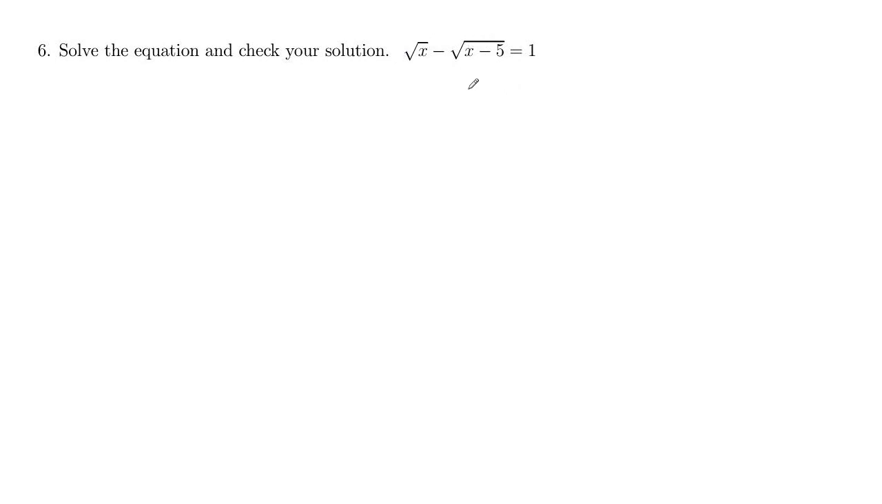So the first thing we want to do is add this negative root x minus 5 to both sides. So that's going to come over here as a positive. So we will have then root x equals 1 plus root x minus 5. So in other words, you want to isolate the square roots, get one on each side. That's going to make your job easier. And then you square both sides.